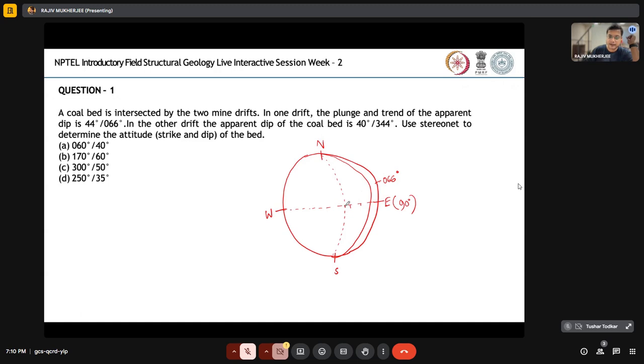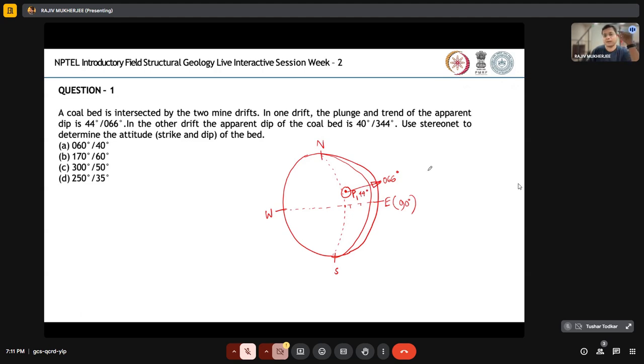So if this is our 44-degree line, then we can mark this as P1, since this is the apparent dip of the first coal drift that is being intersected by the coal bed, and we can mark the direction, right? So this is 44 degrees and the direction is towards 066.